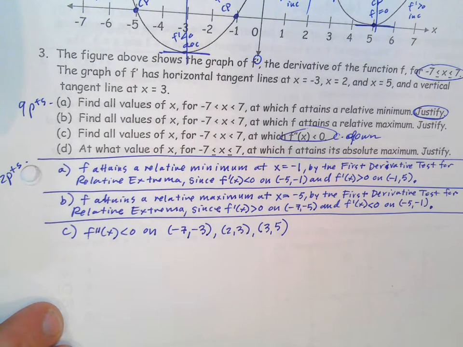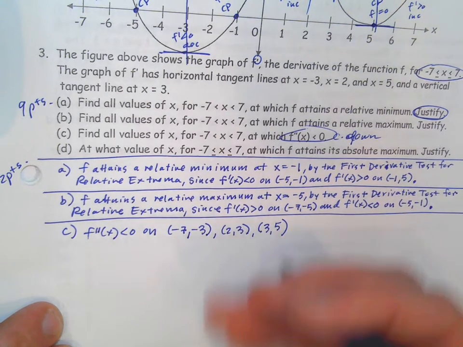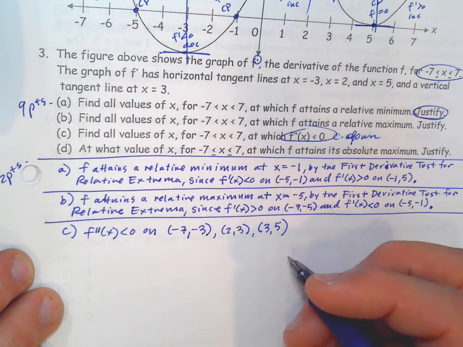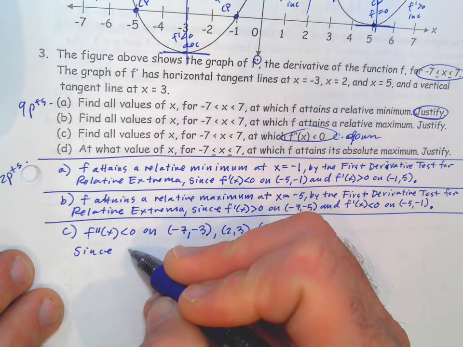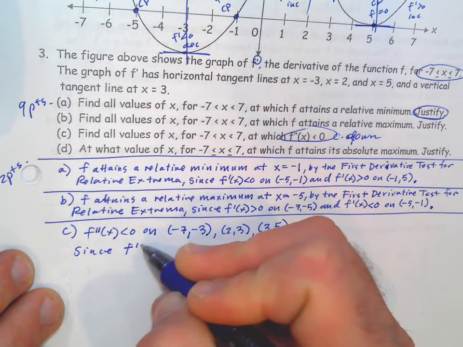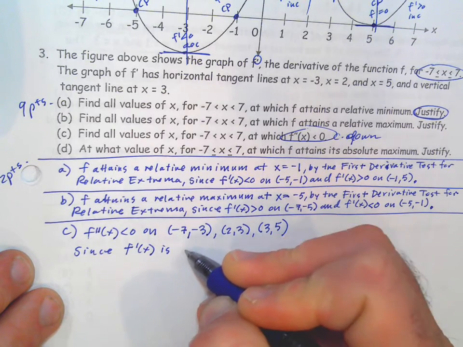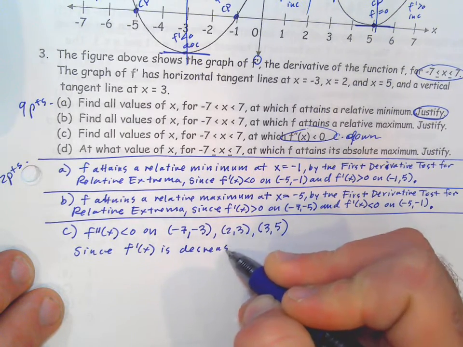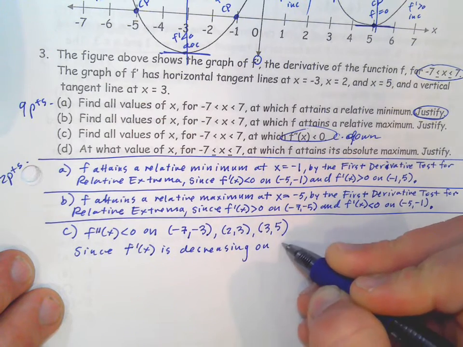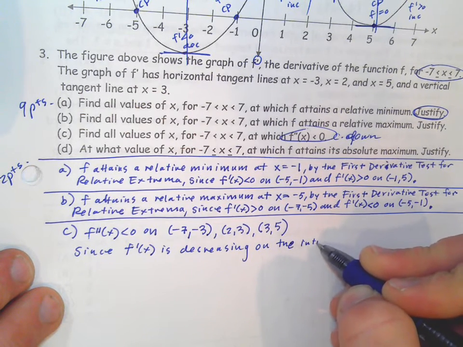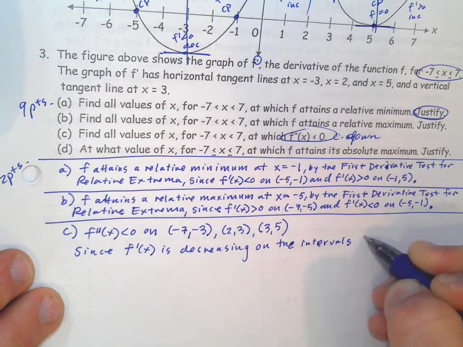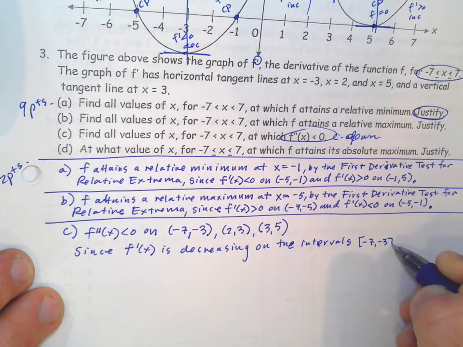Now it says you should expect to justify your answer. Well, how do you know that? You're getting this information about f double prime from the graph of f prime. So you could say f prime of x is decreasing, which means going down, on those same intervals. And we could even say it's decreasing on the intervals -7 to -3, 2 to 3.